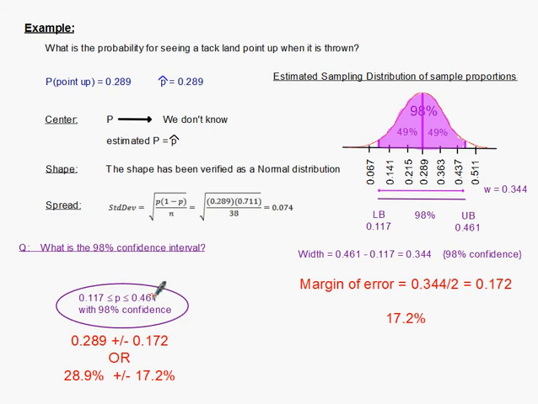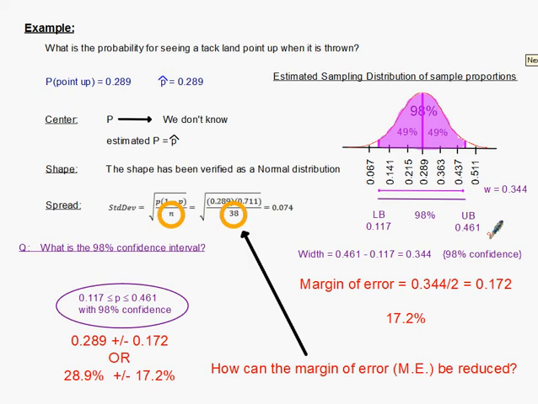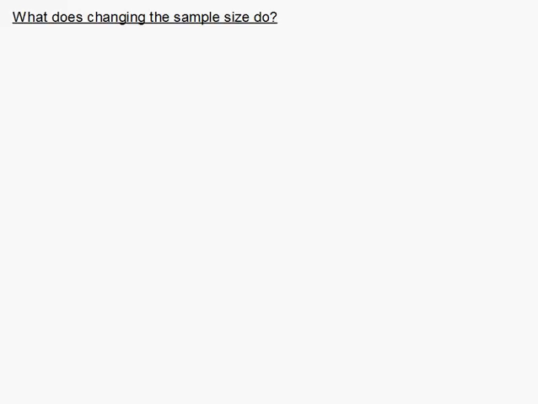It actually makes this confidence interval maybe not so useful. We have high confidence, but we have a really big margin of error. So the question is, how do we reduce that margin of error? Well, that's all based on the spread. So to reduce the margin of error, we have to change the sample size, that 38. So what does changing the sample size do?